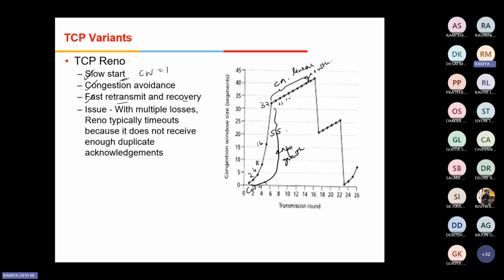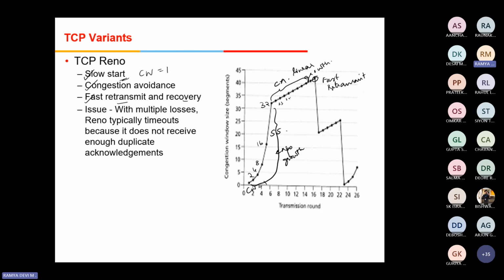I've not put much data here. So at this stage, when three duplicate acknowledgements are received, what will Reno do? Reno will perform fast retransmit. It will immediately resend the lost packets. By seeing the duplicate acknowledgements, it will send the packets immediately and will not wait for the long timeout.